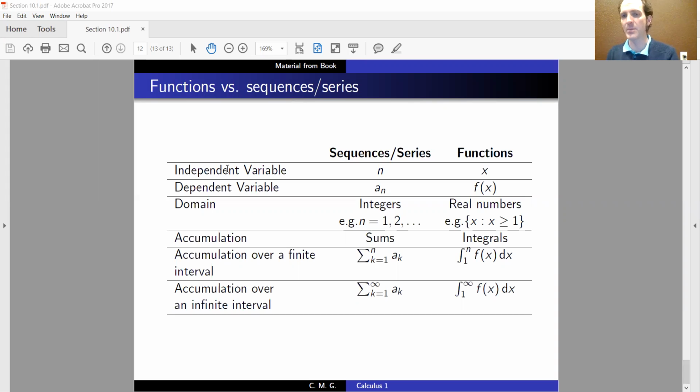And then real numbers are input values for functions, and it could be maybe all real numbers bigger than or equal to 1, something like that. The accumulation of a sequence is a series, which is a sum. The accumulation of a function is an integral. The accumulation over a finite interval is the sum from 1 to n of ak, or the integral from 1 to n of f of x. The accumulation over an infinite interval is the infinite sum from 1 to infinity of ak, and the integral from 1 to infinity of f of x.